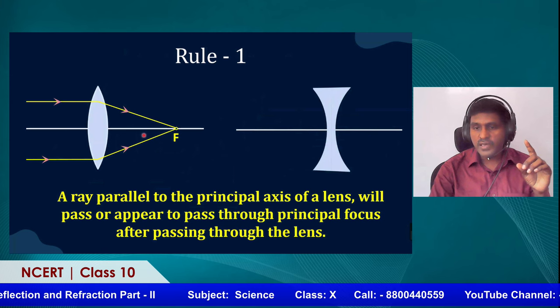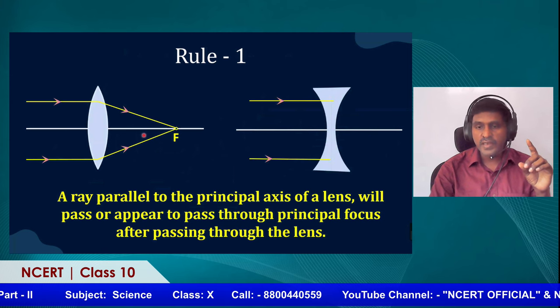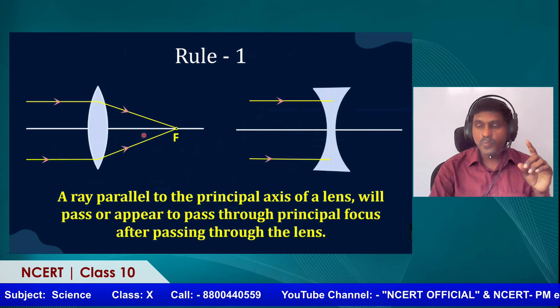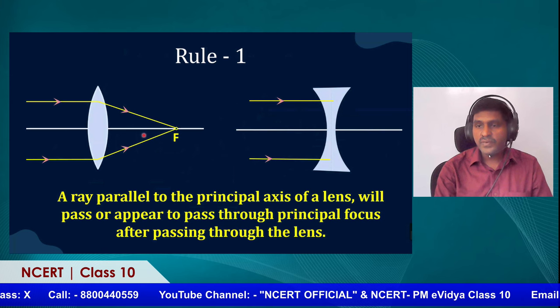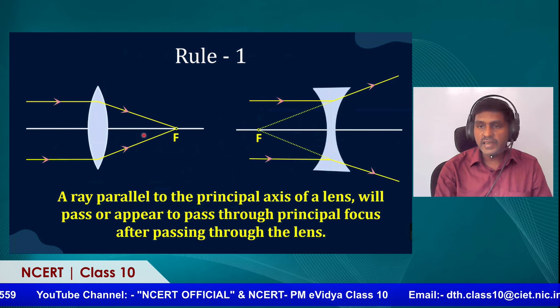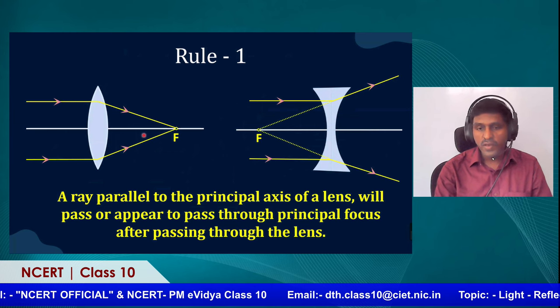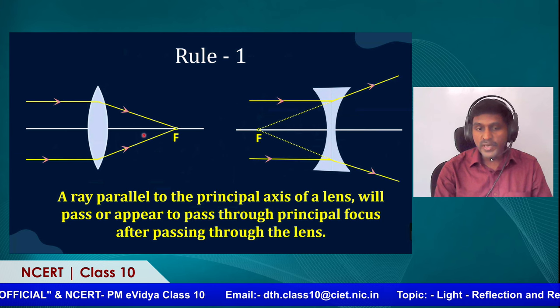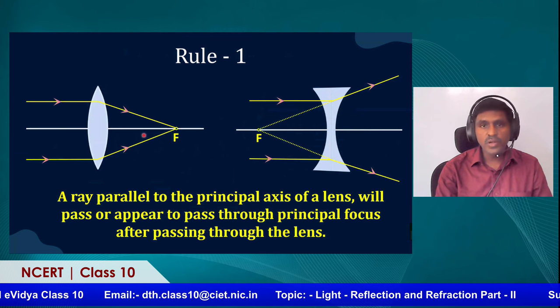Similarly, for a concave lens, when a parallel ray is incident on it, it gets diverged after refraction. But if you extend the ray of light backward, it will meet at the point F. So we may say that it appears to pass through the principal focus. So this is rule number one.